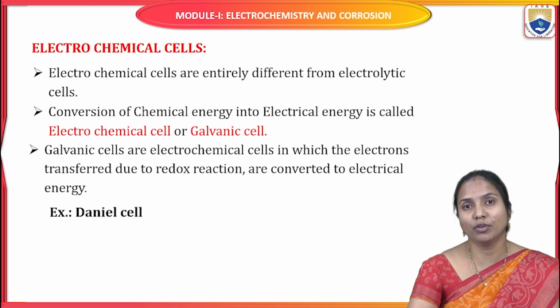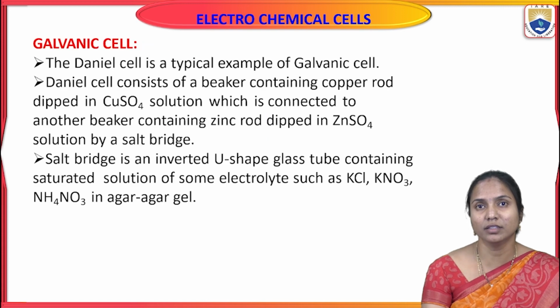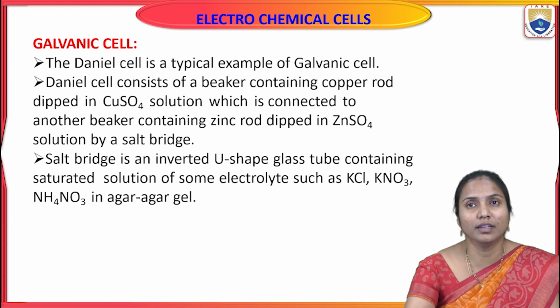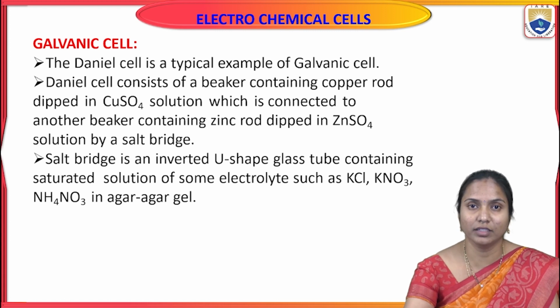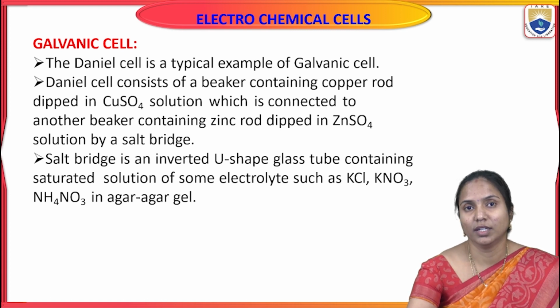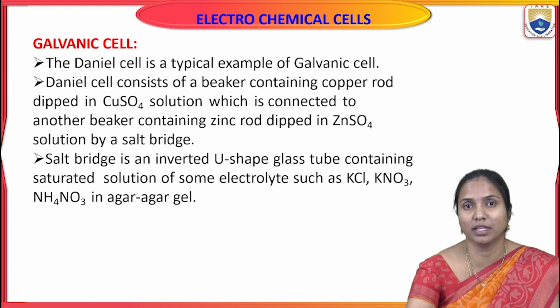The best example of electrochemical cells is the Daniell cell. Now let's discuss how to construct a Daniell cell. The Daniell cell is the best example of a galvanic cell or electrochemical cell. It consists of two electrodes, one zinc and the other copper. Already we know that zinc always acts as anode and copper acts as cathode according to the electrochemical series.